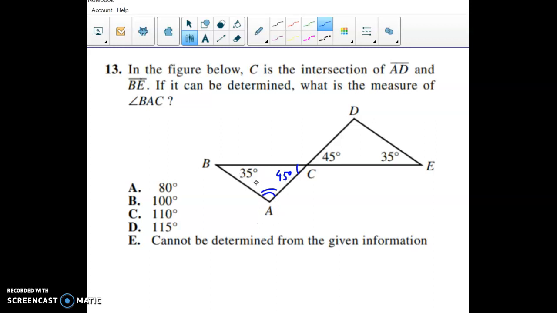And then another property from geometry is all the angles add up to 180 degrees. So if I add up the two existing angles, that's 80, right? And we know there's 180 total, so 180 minus the existing two angles means the final missing angle here, angle A, is 100 degrees.